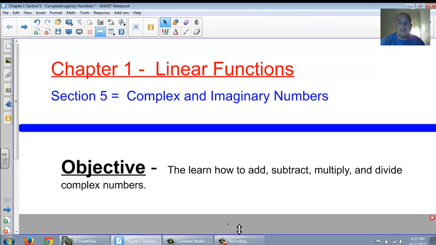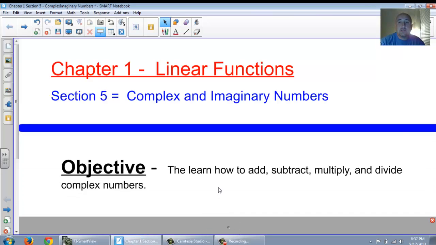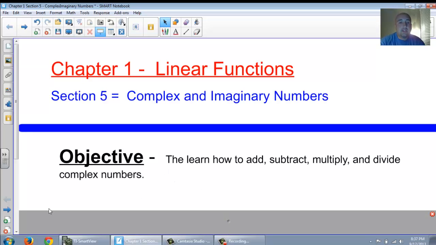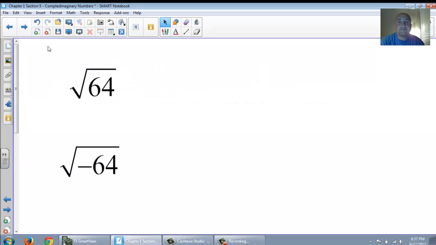The objective of this particular section is to learn how to add, subtract, multiply, and divide complex numbers. Once again, something you've already learned. So we're going to recap because it is important for the rest of the pre-calc school year. So we're going to add, subtract, multiply, divide complex numbers.